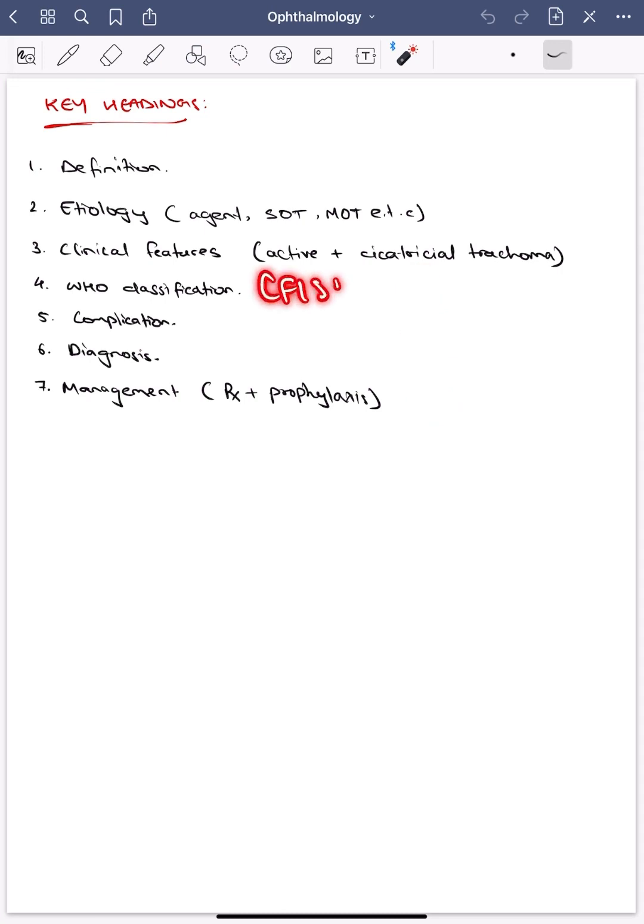Next we discussed the complication, and remember the only complication is corneal ulcer. Next, diagnosis via clinical history and laboratory diagnosis, and finally the management, that is the treatment and the prophylaxis. And now treatment, remember the drugs: trachoma, tetracycline, erythromycin, and if it's a combination of systemic and topical antibiotic, we use azithromycin as well. So this concludes our lecture on trachoma.